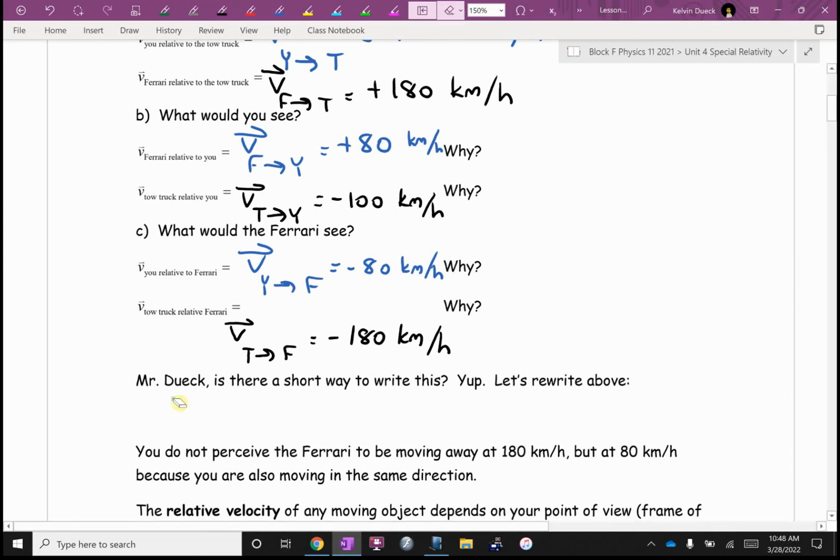I wrote down here, Mr. Duick, is there a short way to write this? I already showed you the short way to write this. It's the arrows, because I'm too lazy to do it the long way.